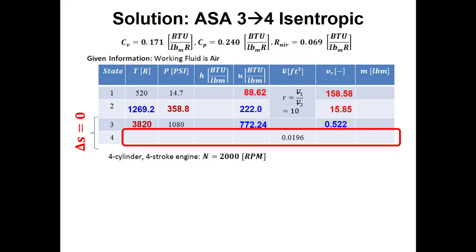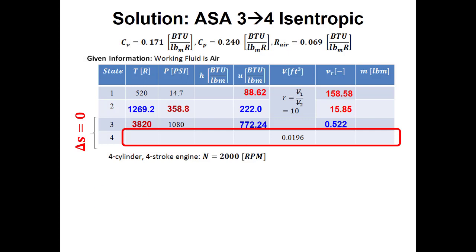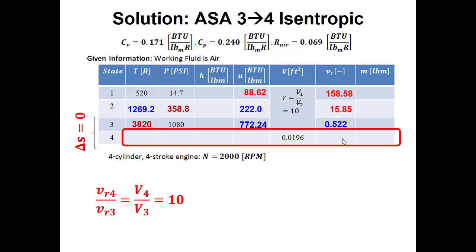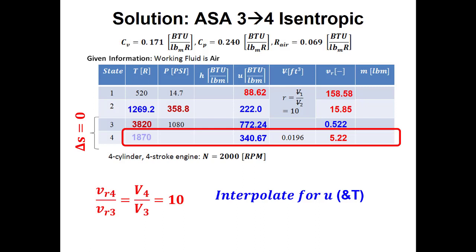So I can use my isentropic relationship to find VR4, right? So here I know VR4 divided by VR3 is equal to V4 over V3. V4 over V3 is equal to the compression ratio. That's 10. So VR4 is going to be 10 times VR3, or 5.22. Now, I go to table A22, and I interpolate. I can find the specific internal energy, and I can go back and find the temperature.